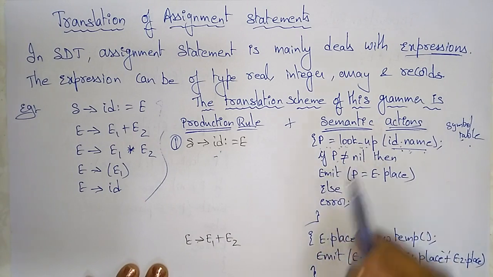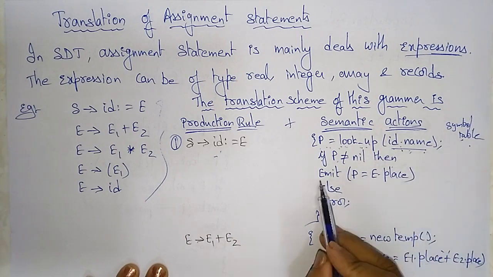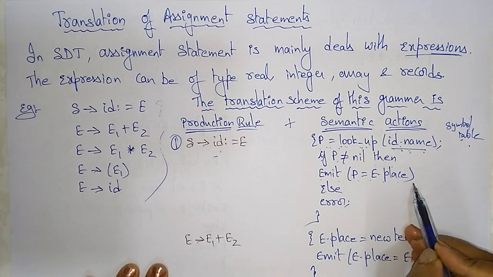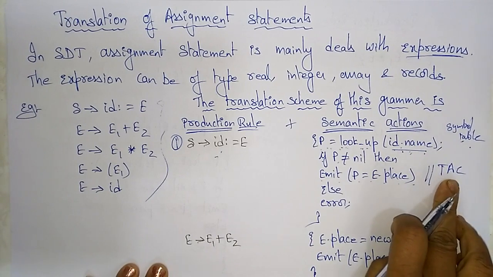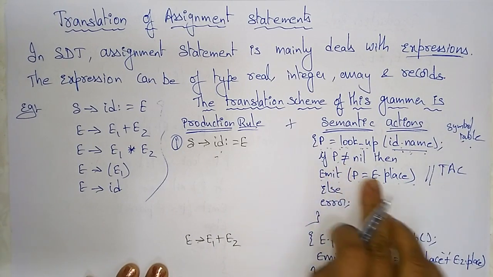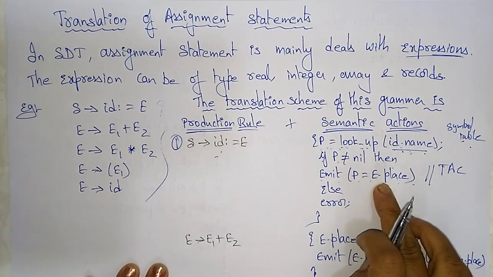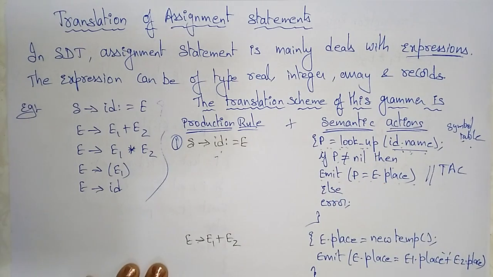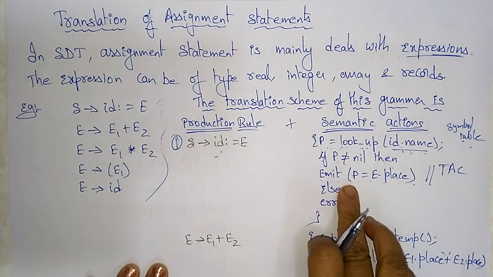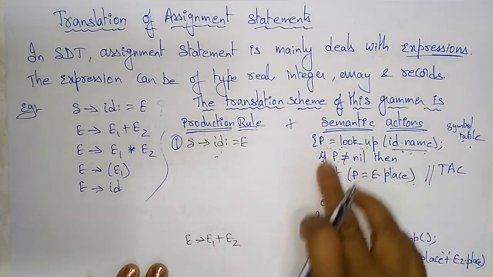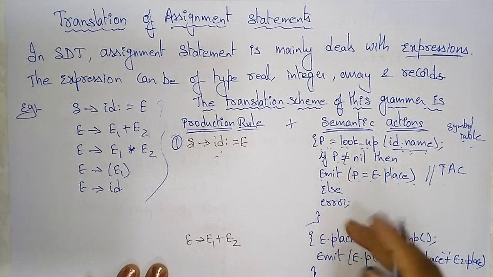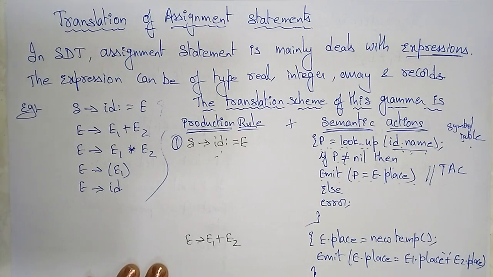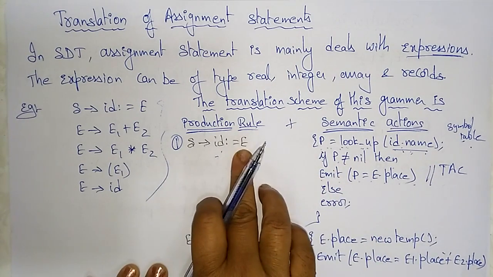So if P is not equal to null, then emit P equal to E dot place. Emit means we have to generate three address code. A three address code will be generated for the P value, that means E dot place will be assigned to P. If P is null, it displays an error. So that is the action for this production rule.